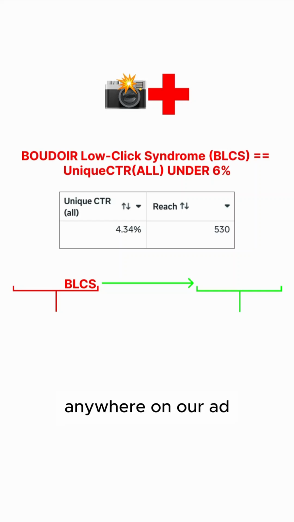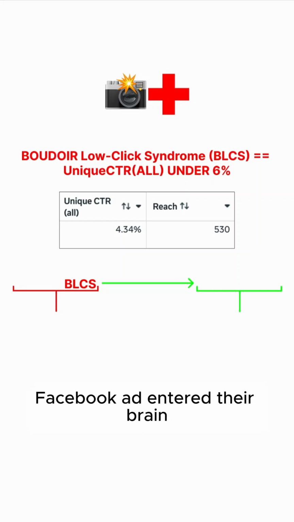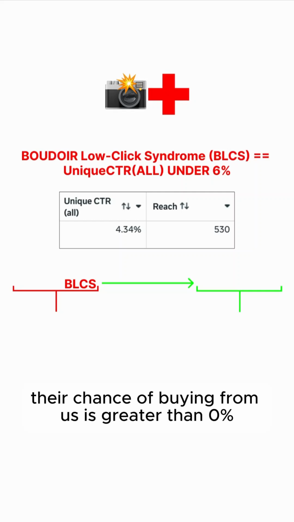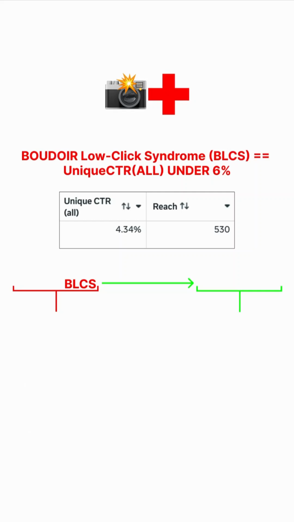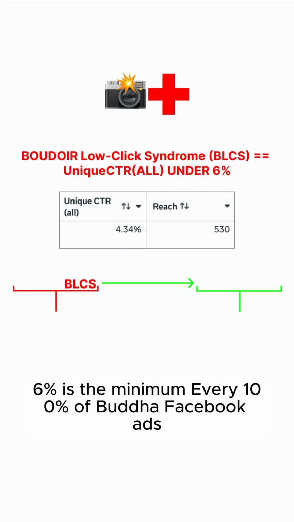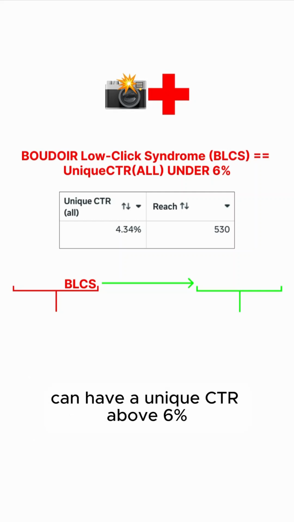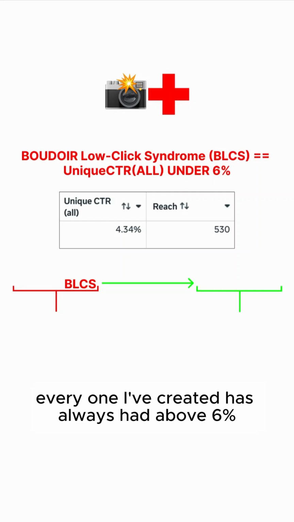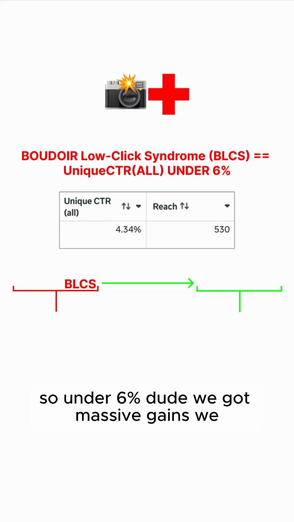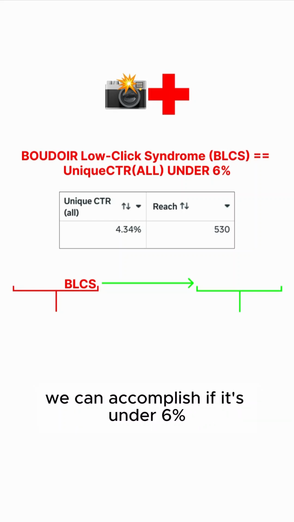We care about the number of women that click anywhere in our ad because then we know our Boudoir Facebook ad entered their brain, and that's the only time their chance of buying from us is greater than 0%. So we gotta get this number up as high as possible. 6% is the minimum. 100% of Boudoir Facebook ads can have a unique CTR above 6%. Every one I've created has always had above 6%, even if I only try a little bit. So under 6%, dude, we got massive gains we can accomplish.